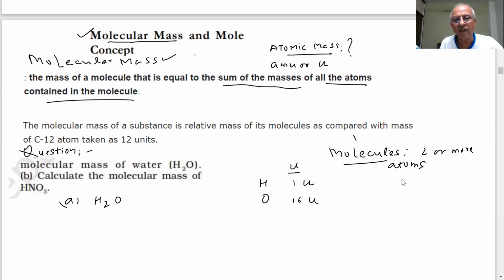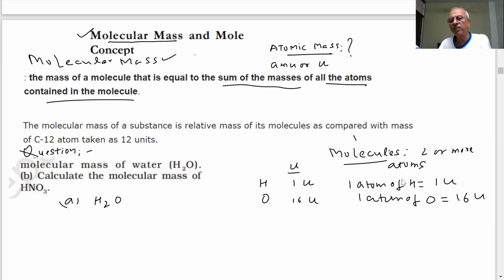So the atomic mass of 1 atom of hydrogen is 1 U. 1 atom of hydrogen is equal to 1 U. 1 atom of oxygen is equal to how much? 16 U. 1 atom of oxygen is 16 times heavier than the hydrogen. That's what we are saying. How much? 16 times.